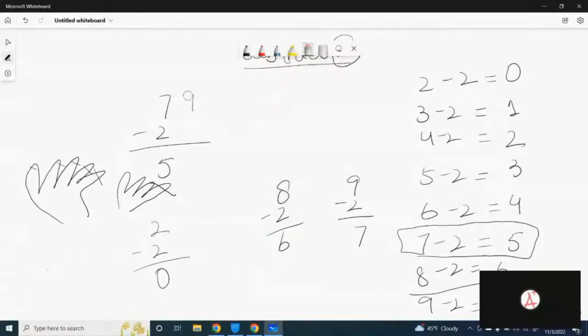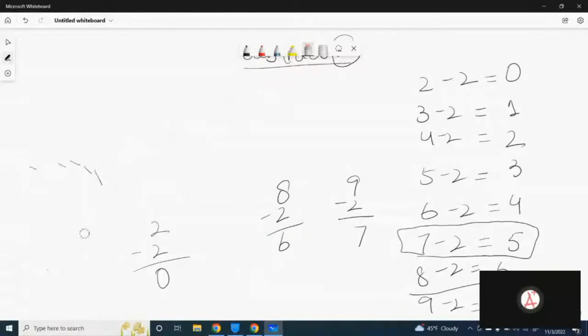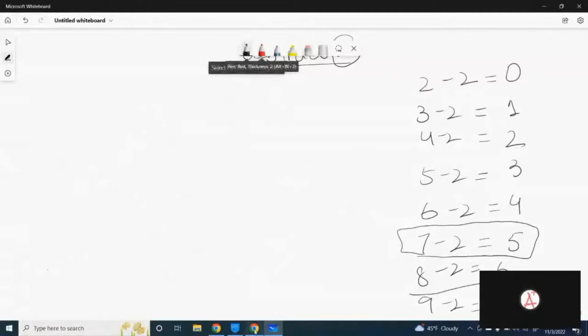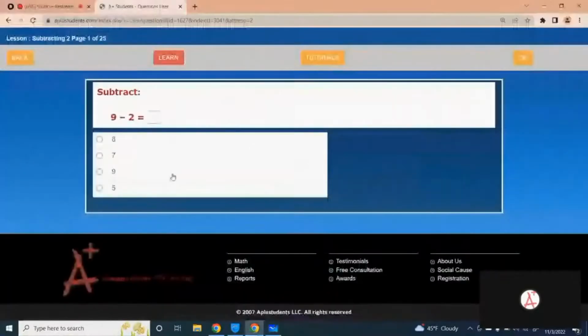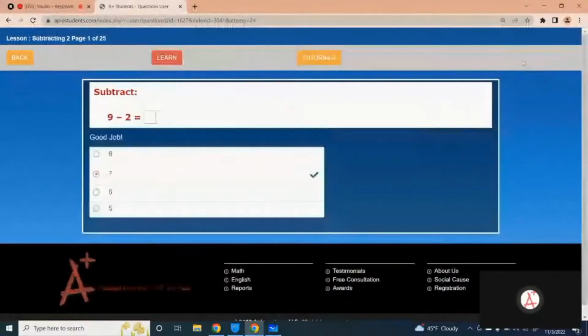Okay, so 9 take away 2 is, got it, 7. So just select the correct option and click on the OK button.